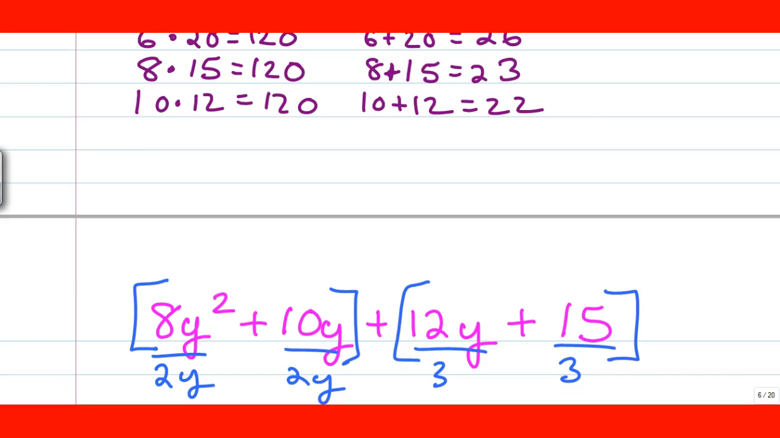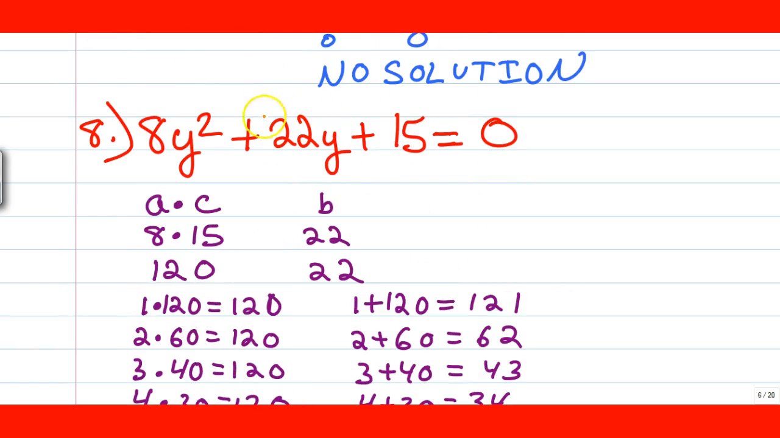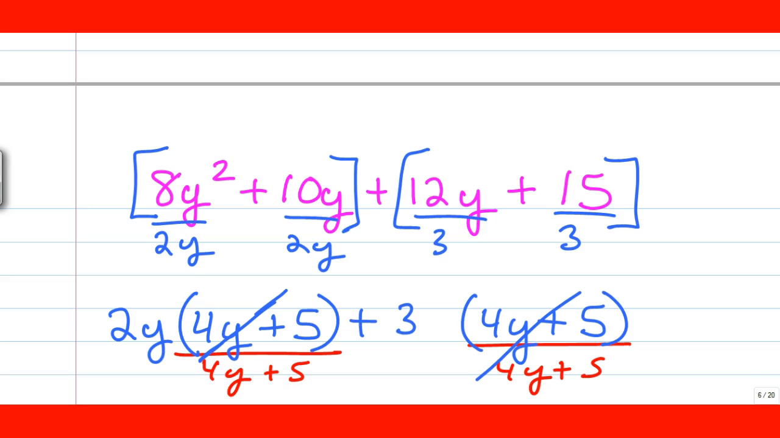What I'm going to do with those two numbers is I'm going to come back to the original problem, and I'm going to replace this 22y in the middle with those two factors. So when I add them, I still have the same problem. So I come down here, I've got the 8y squared, plus, there's my first one, a 10y, plus the 12y, plus 15. When I sum the 10y and the 12y, I still have a 22y in the middle. But because I've done this, now I have 4 terms, and I can factor by grouping.